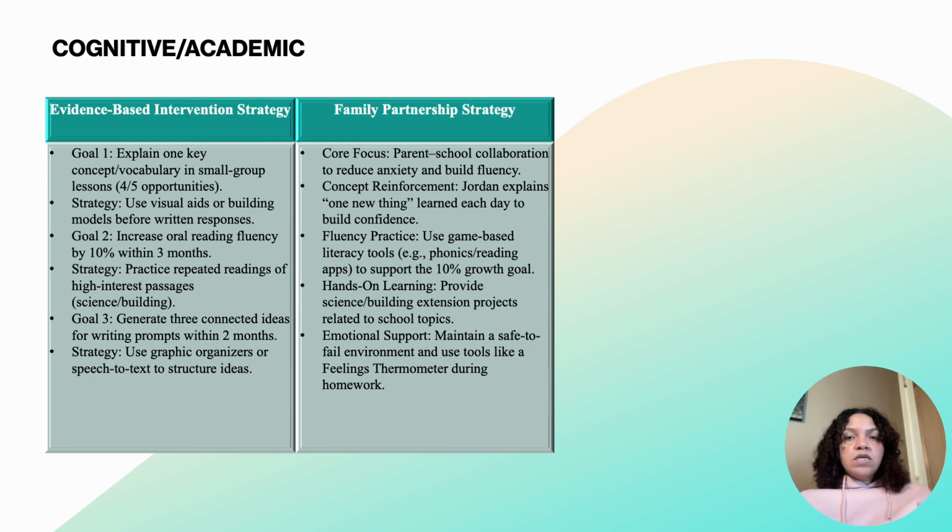The reading fluency, the 10% growth target. Within 3 months, Jordan will increase his oral reading fluency, words correct per minute, by 10% from his current baseline, as measured by the monthly cold reading assessments. The strategy is to reduce anxiety. Jordan will practice repeated words and passages related to his interests, science or building, before being timed.